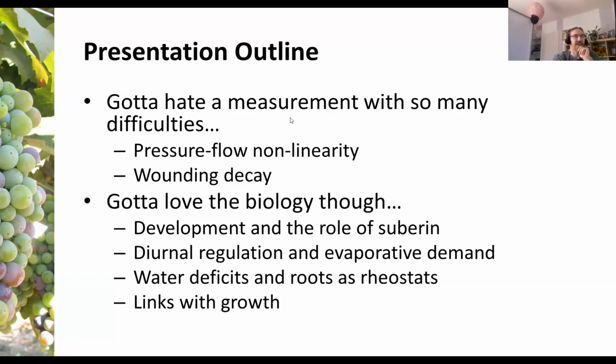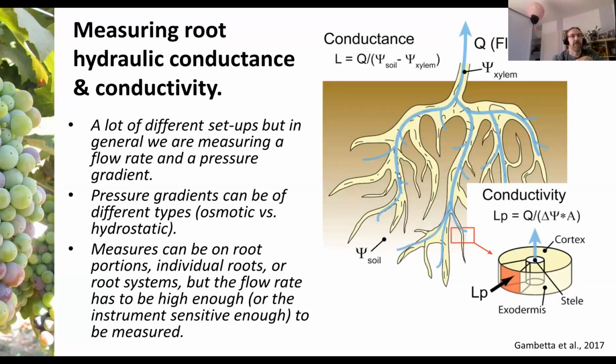And just talking about the outline of the presentation, then I'm going to talk about some issues with the measurement of root hydraulic conductivity or conductance to start. And then I'll move forward and talk more about biological things. But I think it's important to talk about the measurement because there's some biology in there. We have some artifacts, and I want to introduce people to a couple of them. But I think there's also some biology hidden in there.